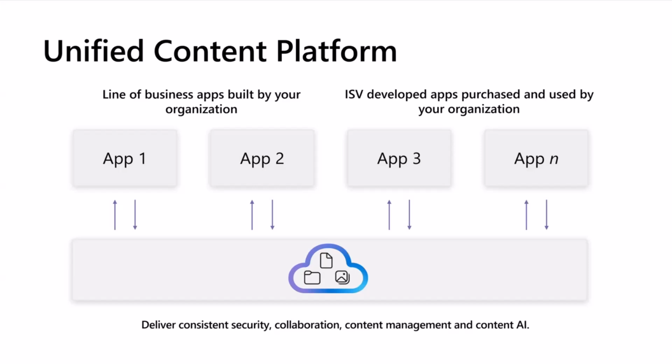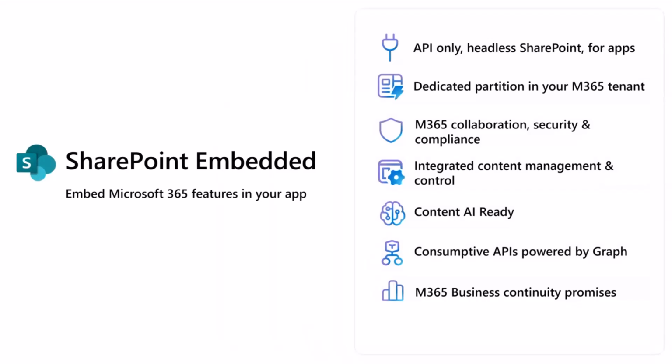And so the idea here is that any app that you would develop as part of your own enterprise line of business would store files and documents into the same layer as any app that you purchase from a third party, right? And so the idea is that all of these apps are storing the files and documents that matter to them inside a unified document layer. And you end up then with very consistent collaboration capabilities, a consistent security footprint. You end up with very consistent content management capabilities, as well as all the emerging content AI features. And this is actually where SharePoint Embedded comes in.